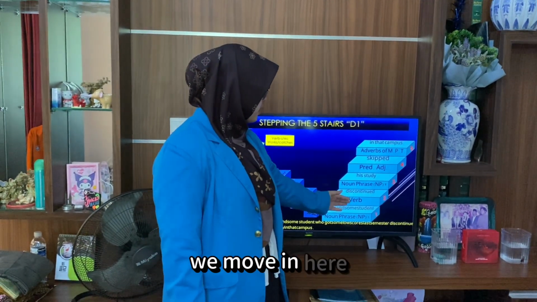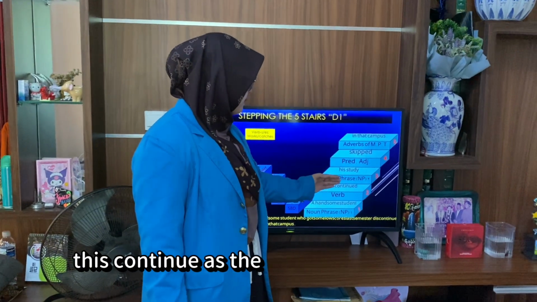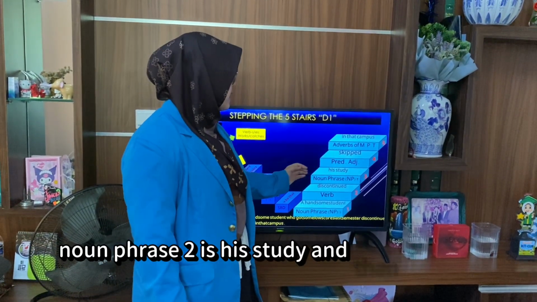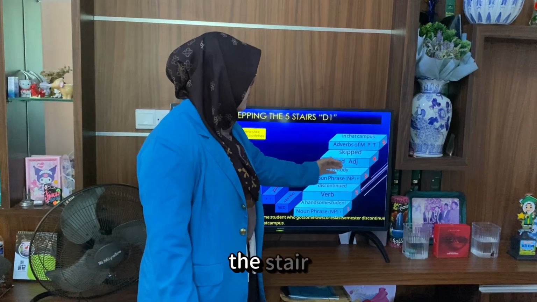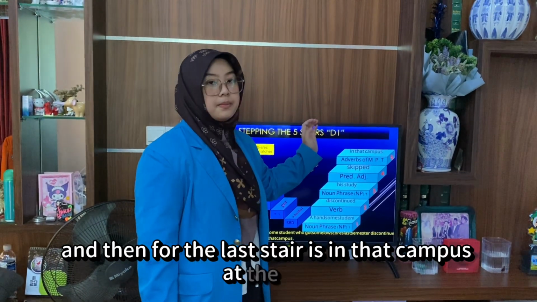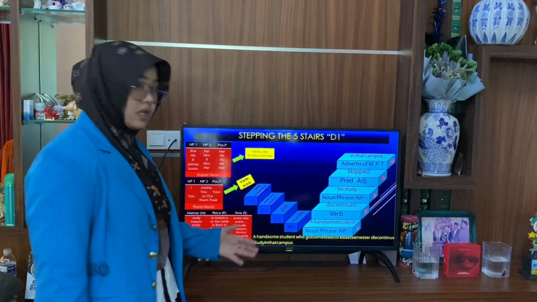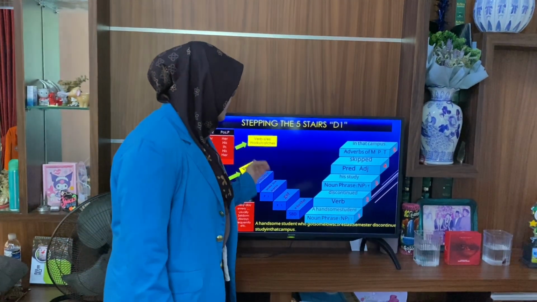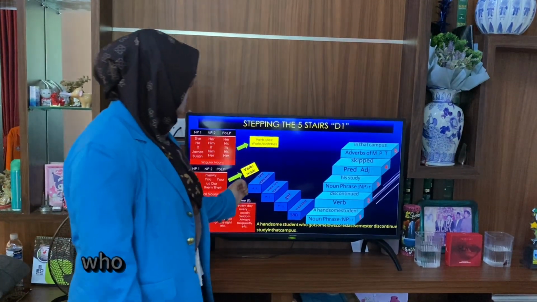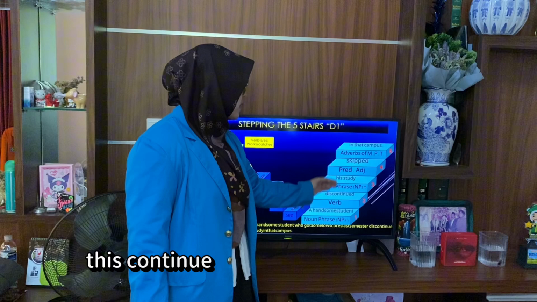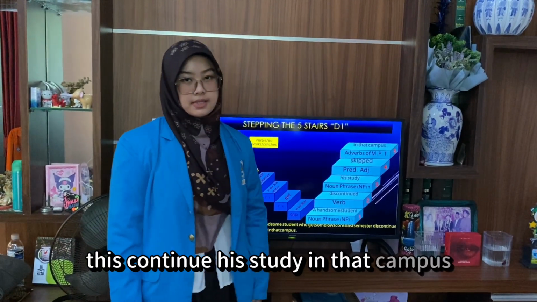We move in here. This continued is the verb. Noun phrase 2 is his study, and then we skip this there. And then for the last there is in that campus as the adverb of place. So the full sentence is, a handsome student who got some low scores last semester, this continued his study in that campus.